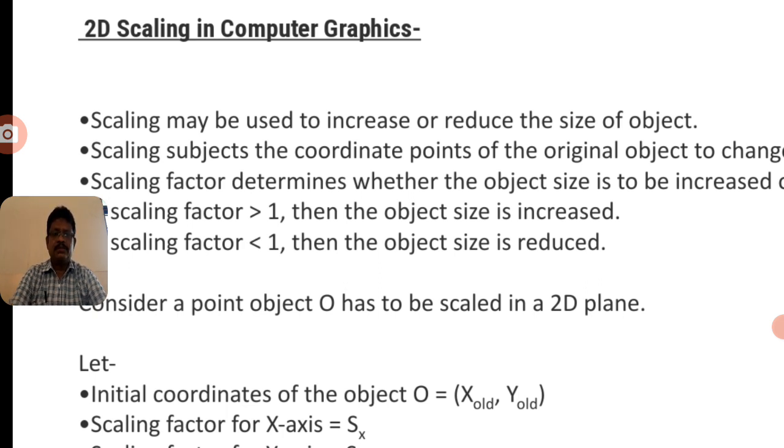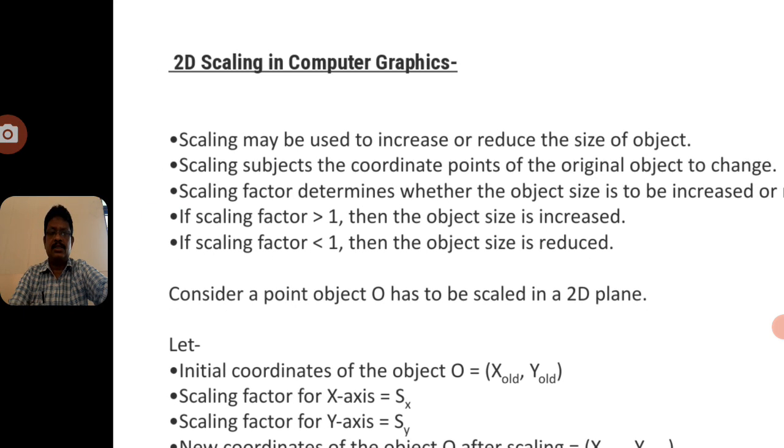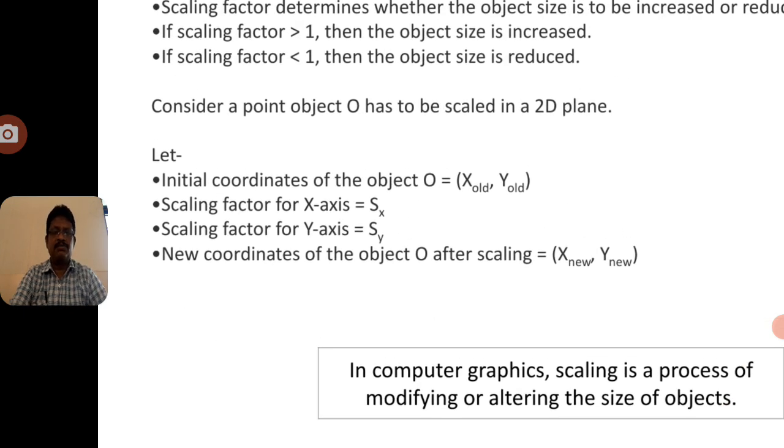Consider a point of object O has to be scaled in the 2D plane. Let the initial coordinates be x old and y old, as in the previous ones. And here we have to identify the scaling factors. The scaling factor of the x axis and the scaling factor of the y axis are entirely different. Sx is the scaling factor towards the x axis and Sy is the scaling factor for the y axis. The new coordinates are x new and y new.